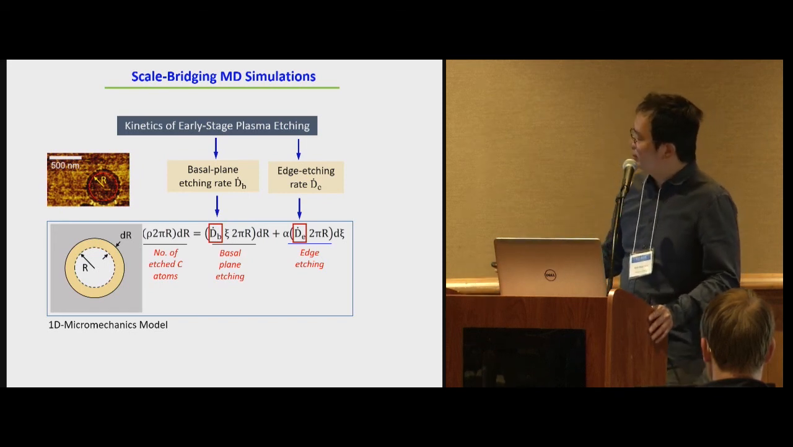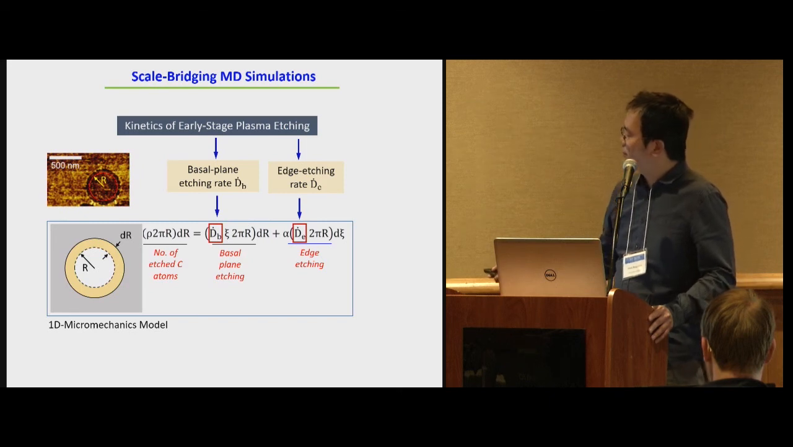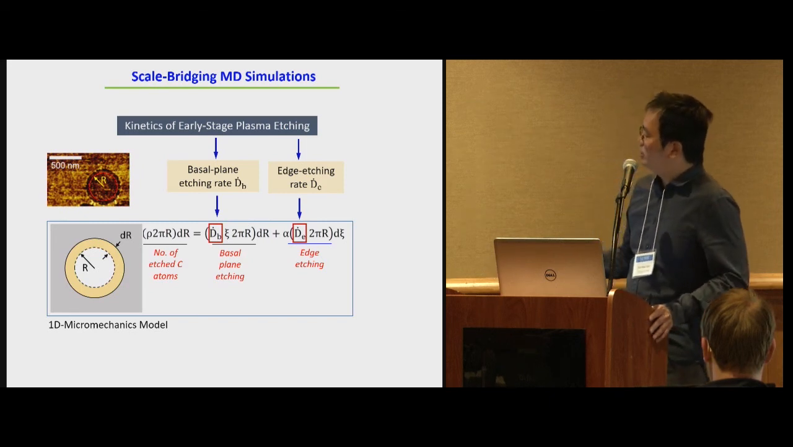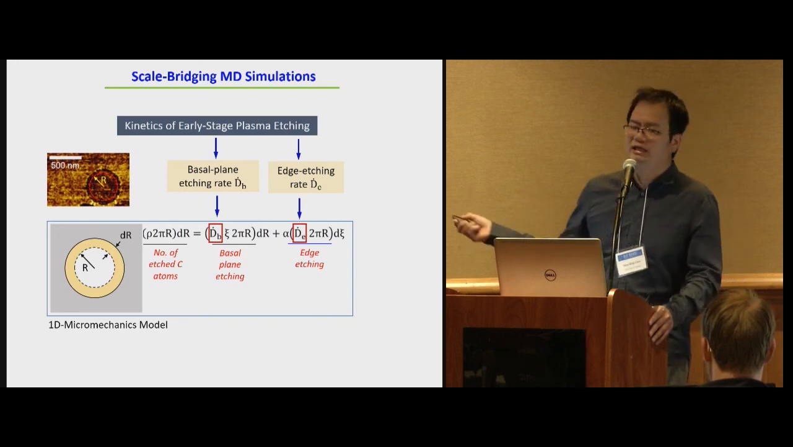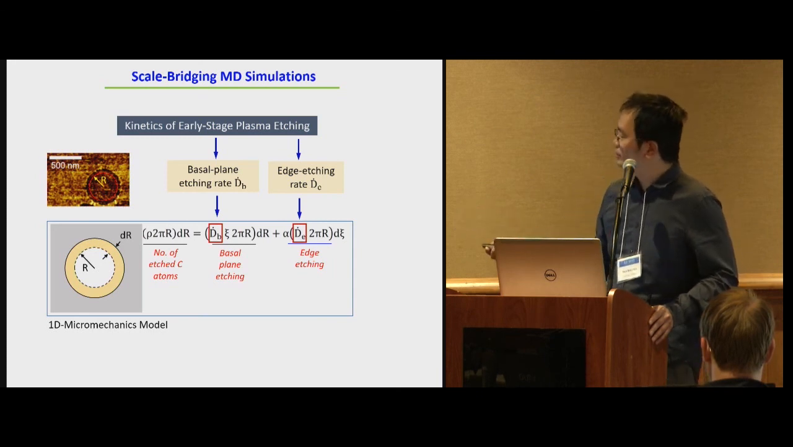So you can equate the number of etched carbon atoms in this annular region to simply the area density of graphene, which is rho, multiplied by 2 pi r dr. This number of etched atoms, we equate to the contributions from basal plane etching and also edge etching. We add these two contributions together, right?